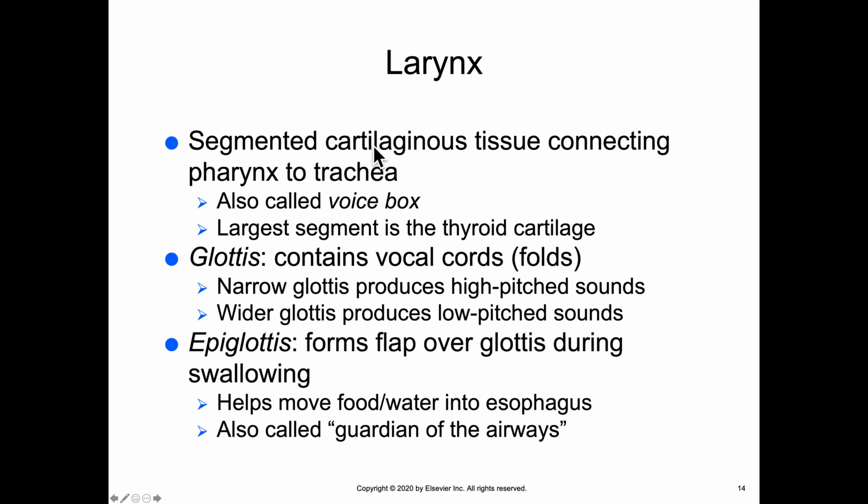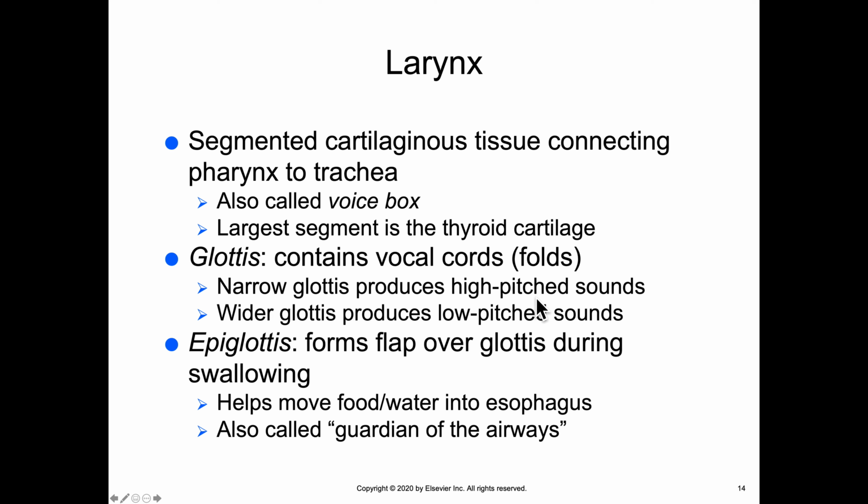The larynx is segmented cartilaginous tissue connecting the pharynx to the trachea, so it's called your voice box. Its largest segment is the thyroid cartilage, which creates that shield right in front of it. On men, you see the Adam's apple, that projection, which is part of the thyroid cartilage as well. It also has a glottis, which contains the vocal cords or vocal folds.